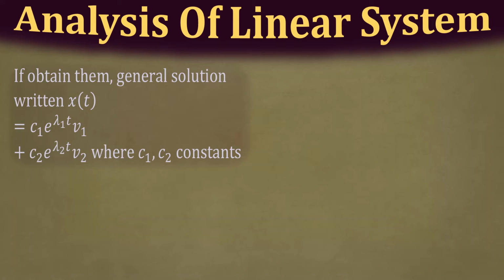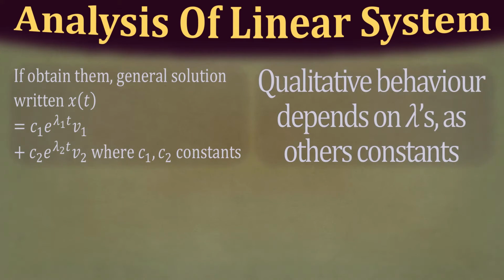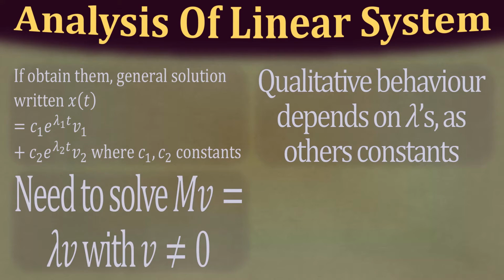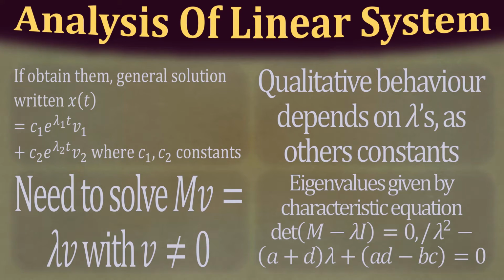If we obtain them, then a general solution can be written as x of t is equal to c1 e to the λ1t v1 plus c2 e to the λ2t v2, where c1 and c2 are constants. The qualitative behaviour depends on the lambdas as well as the other constants. So we need to solve Mv is equal to λv with v not equal to 0.